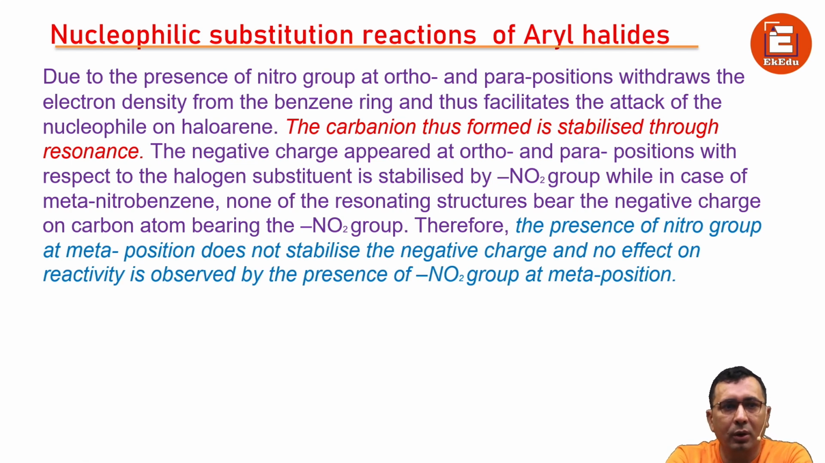With respect to the halogen substituent, it is stabilized by the NO2 group, while in the case of meta-nitrobenzene, none of the resonating structures bear the negative charge on the carbon atom bearing the NO2 group. Therefore, the presence of the nitro group at the meta position does not stabilize the negative charge, and no effect on reactivity is observed by the presence of the NO2 group at the meta position.